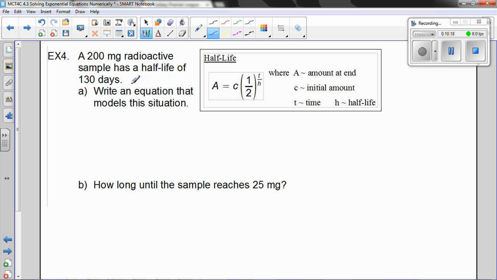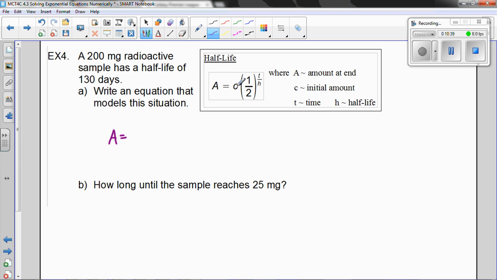A radioactive sample has a half-life of 130 days. Make an equation that models this situation. There's the model. Notice the base is a half, so we can see this as a decay problem, and this is a half-life. Half-life, the base is a half. It kind of makes sense. Write an equation that models this situation.